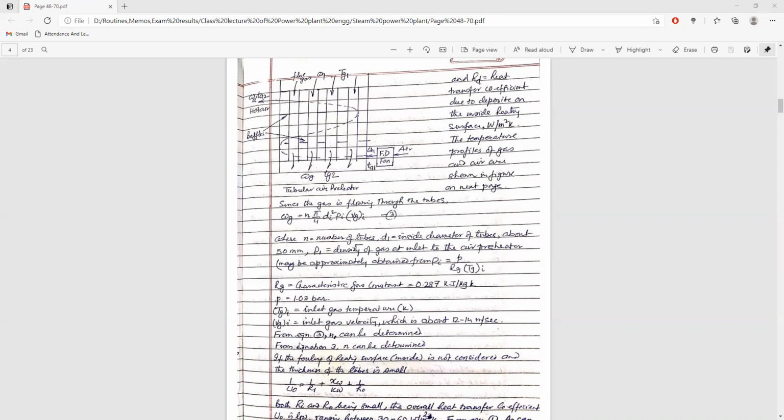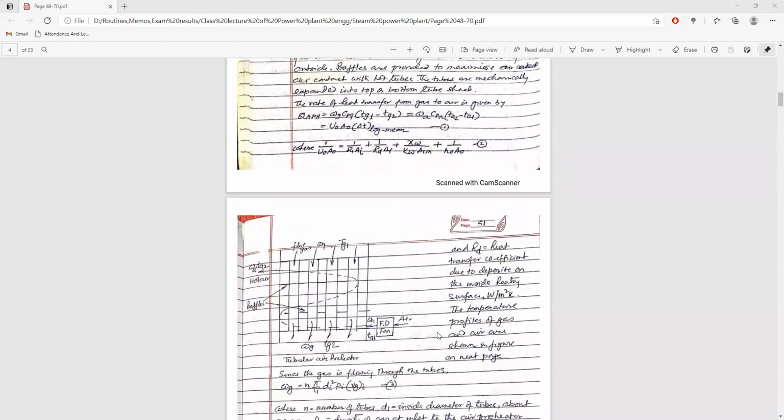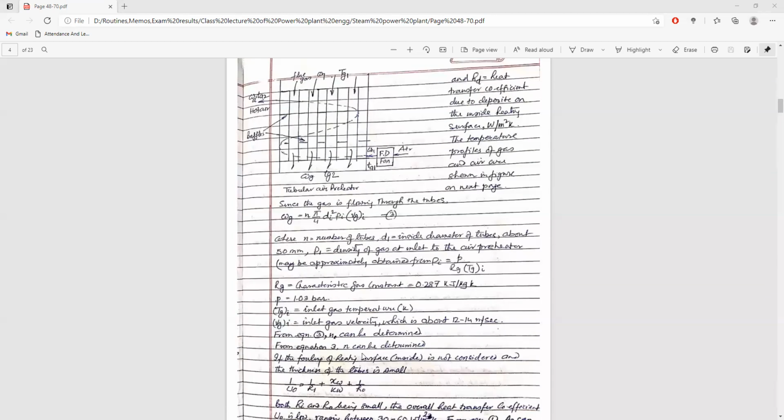And from equation 3, N can be determined, because we know the total amount of air we are going to supply and the diameter of the tube. The density of the gas at the inlet is also known, given by the atmospheric pressure divided by the gas constant multiplied by the temperature of the gas at the inlet.